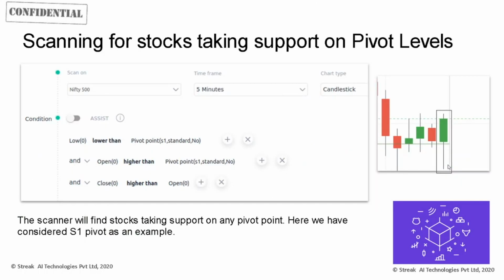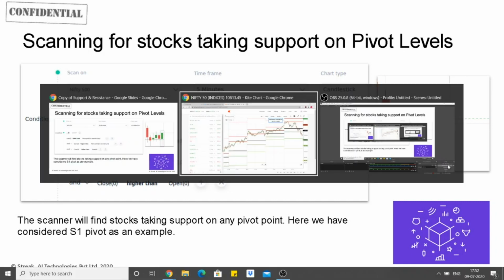Scanning for stocks taking support on pivot levels. So now we are going to use the Streak platform to scan for a stock that has taken support on its S1 pivot level on the 5-minute time frame.